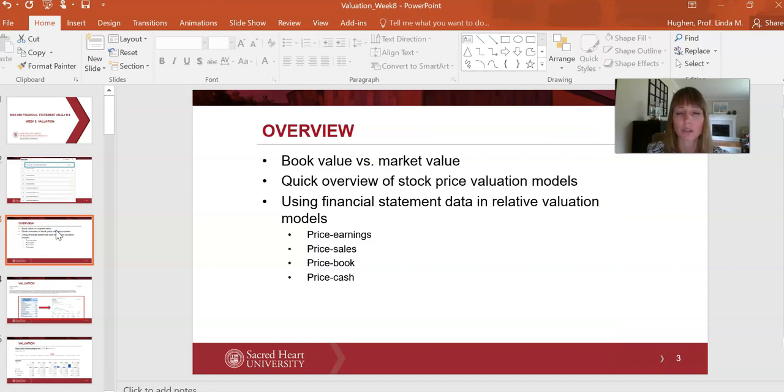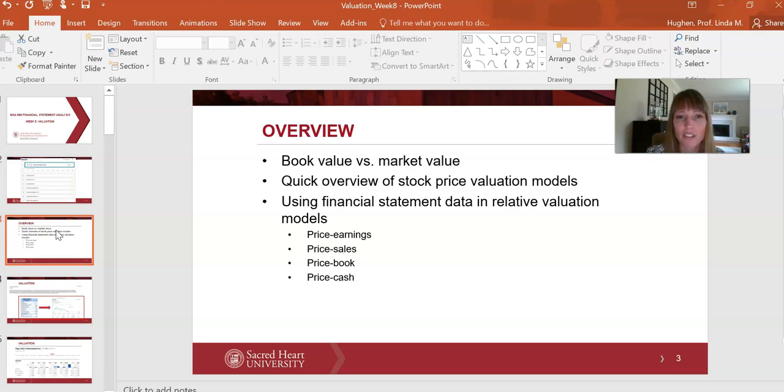And it's also really important for accountants to understand why the financial statement information is used other than just assessing performance or just out of curiosity for the company. This video is going to take a look at book value versus market value.